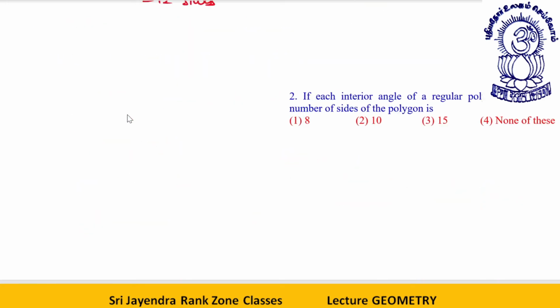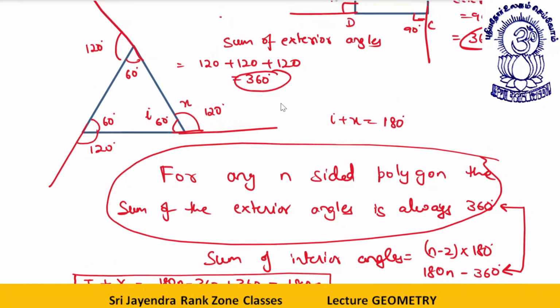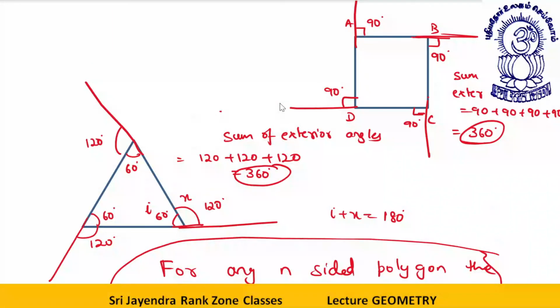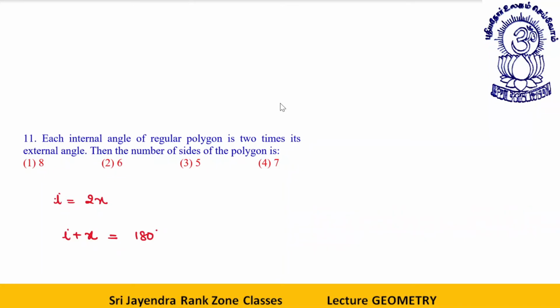Let me show you. See, like this. This is the interior angle. This is the exterior angle. So what do you get as I plus x? You get I plus x as 180 degrees. Okay. This is the interior angle, this is the exterior angle. So what is I plus x? I plus x is 180 degrees. Okay, so we were here.